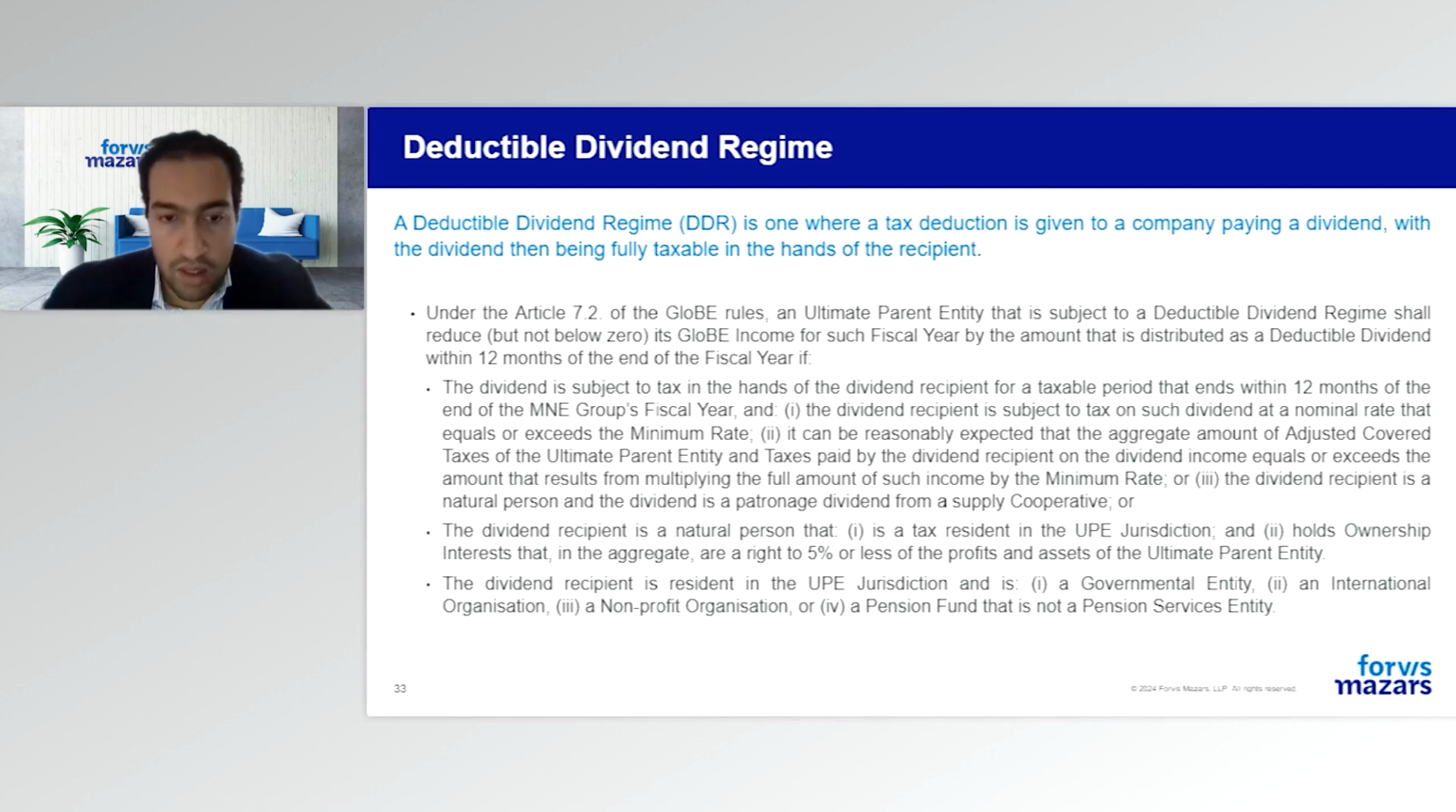The recipient must be a natural person, very important. And if it is not a natural person, it must be a tax resident of the ultimate parent jurisdiction, and it must be a governmental entity, international organization, etc. So basically, this is very dedicated to some structures. We had some issues just collecting the data related to that.